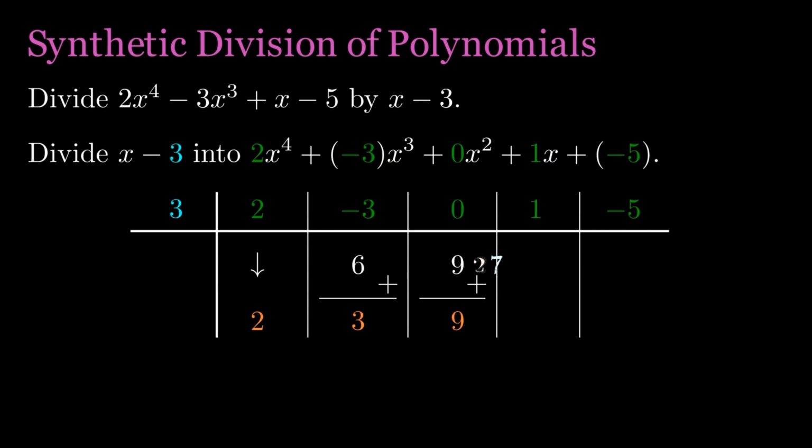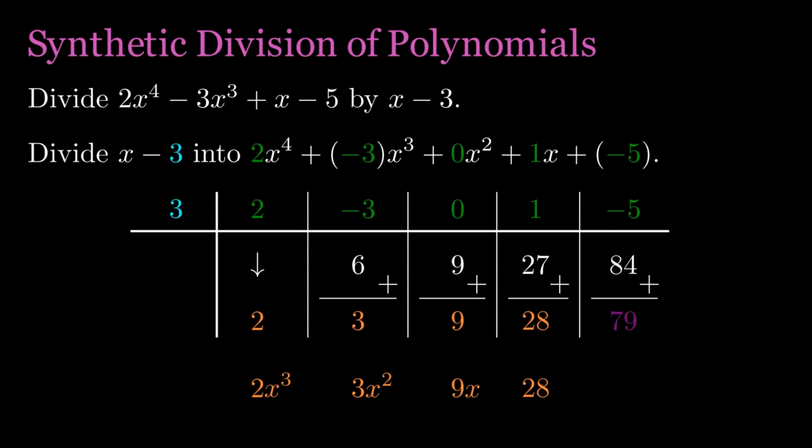9 times 3 is 27, that plus 1 is 28, 28 times 3 is 84, and that plus negative 5 is 79. And that completes our synthetic division diagram. The orange numbers in the last row give us the coefficients of the quotient, which is of 1 degree less than the original dividend, so of degree 3.